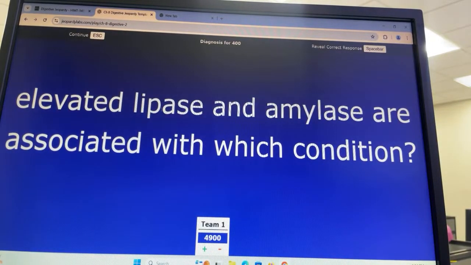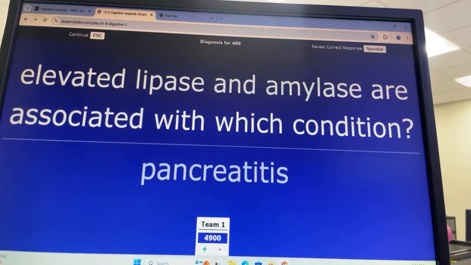All right, elevated lipase and amylase are associated with which condition? What organ secretes those? Someone said it. Pancreas. The pancreas secretes those. So which condition? Pancreatitis, right? So amylase and lipase are digestive enzymes. Your food has to be digested, and your pancreas helps with that. So it secretes these. Lipase helps break down lipids, and lipids are fats.